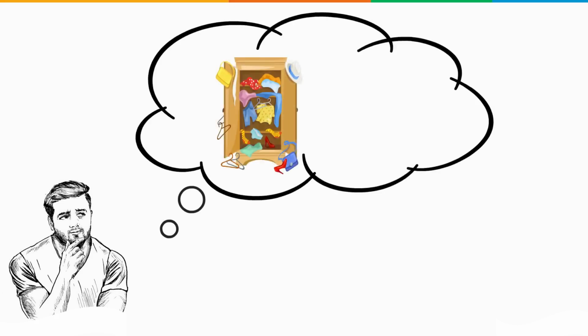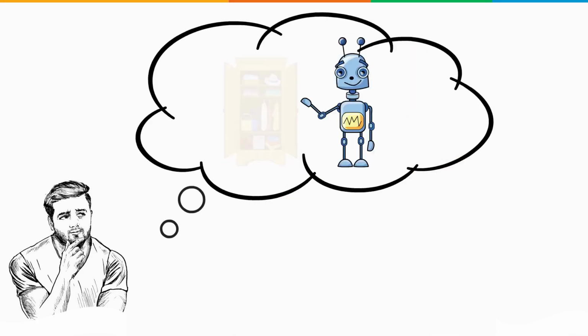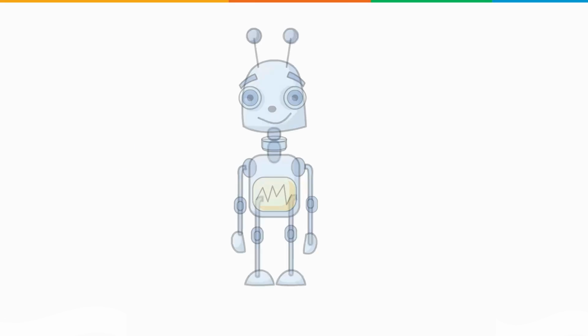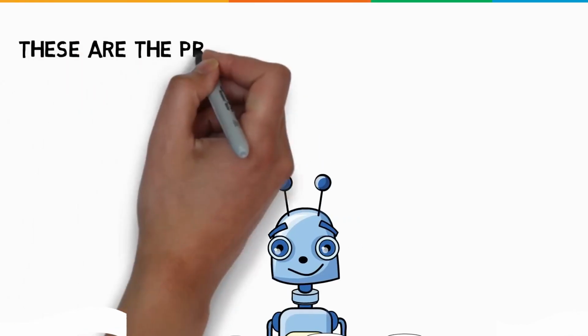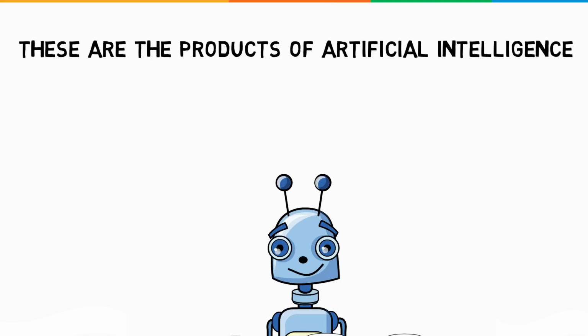Picture this, a machine that could organize your cupboard just as you like it, or serve every member of the house a customized cup of coffee. Makes your day easier, doesn't it? These are the products of artificial intelligence.